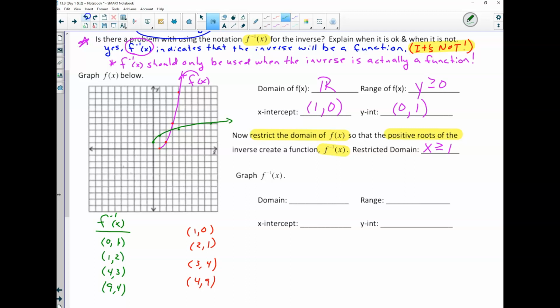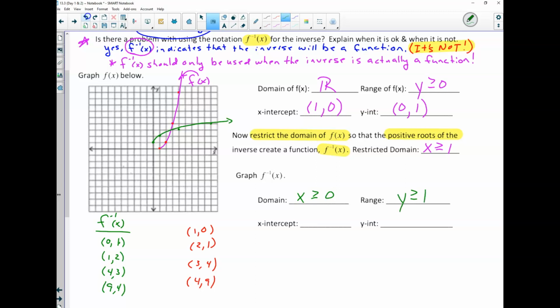And you can do the vertical line test on that green function, and you can see it is a function. Well, what's the domain of the green one? The domain of my green function are x's greater than or equal to 0, aren't they? And what's my range? My range are y's greater than or equal to 1.